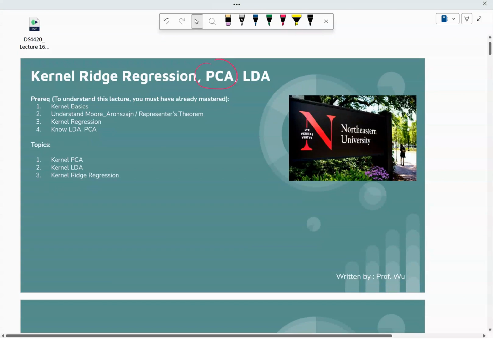For this lecture, I'm going to split into three lectures. So three separate videos: a kernel PCA lecture, a kernel LDA lecture, and a kernel ridge regression lecture. Today I think we'll do the PCA one.